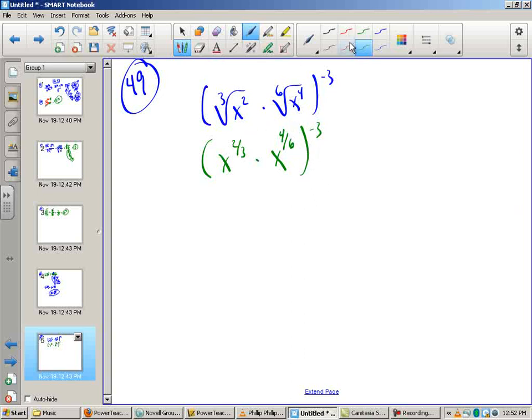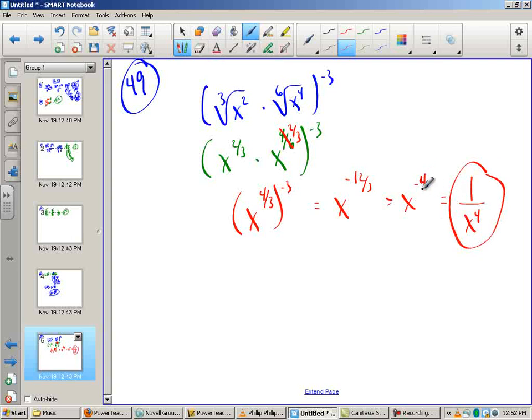And, well, 4/6, that should reduce to 2/3. And so when I multiply x by x, I add the exponents. This is x to the 4/3 to the negative 3rd. And if I multiply, it gives me x to the negative 12 over 3, which is x to the negative 4. And because that's a whole number, it can go in the denominator. So this is 1 over x to the 4th. If it had been something like 2/3 or 1/4, I'd have left it with a negative. But because I can push it to the denominator, I'm going to go ahead and do that.